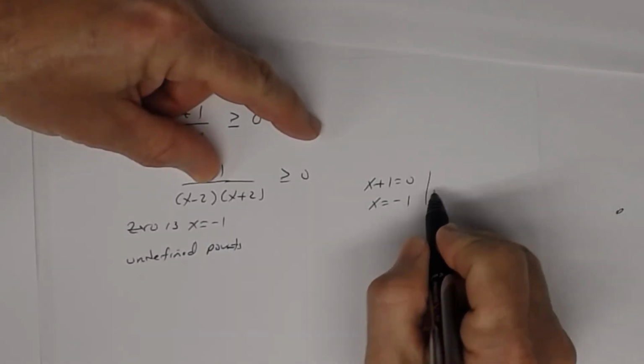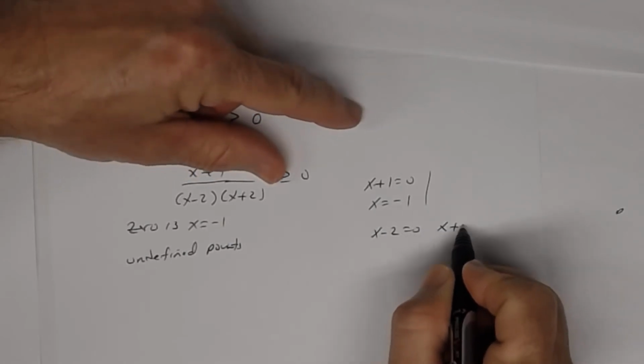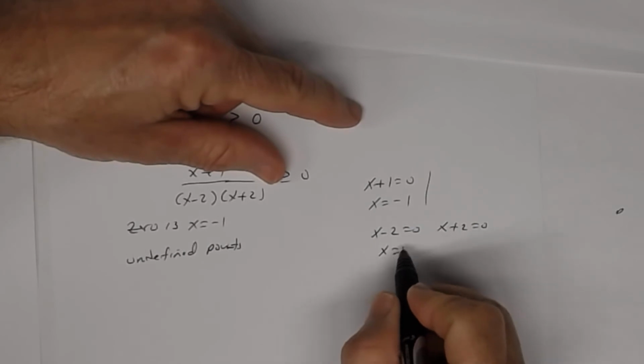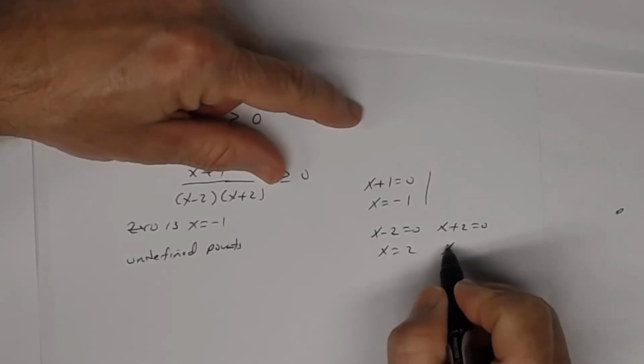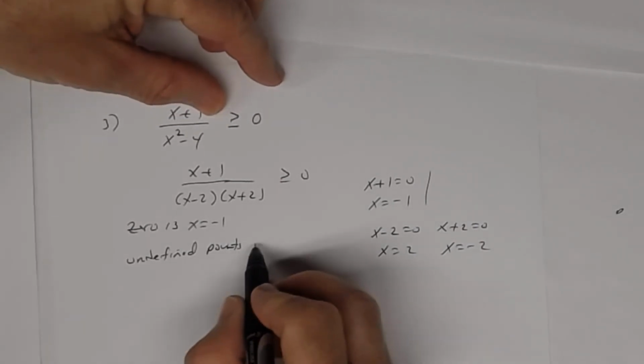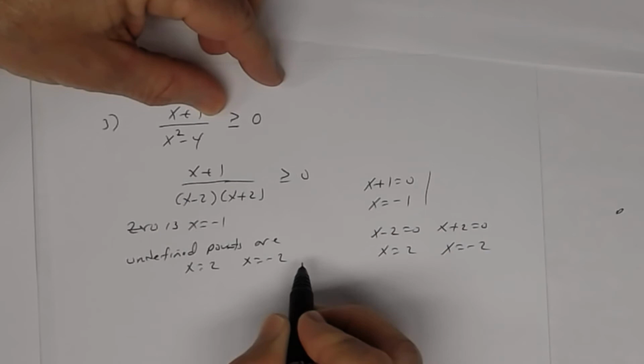So you're going to say, let me do that here. You're going to say x minus 2 equals 0, x plus 2 equals 0. So x minus 2 is equal to 0 and x is 2. X plus 2 is equal to 0 and x is negative 2. So you have two undefined points. So your undefined points are x equal 2, x equal negative 2.